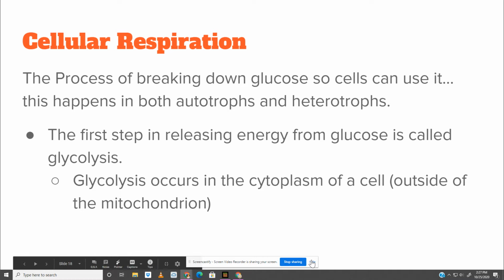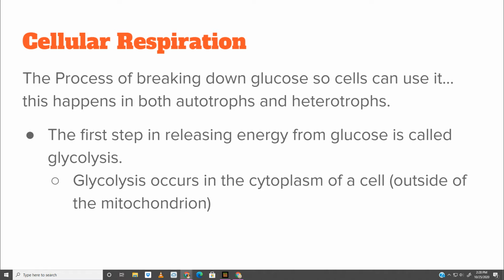Hello. Part 2 of our unit is on cell respiration. This is the process of breaking down glucose so that cells can use it. So this happens in both autotrophs and heterotrophs. Our energy cycle on Earth kind of starts with the sun.